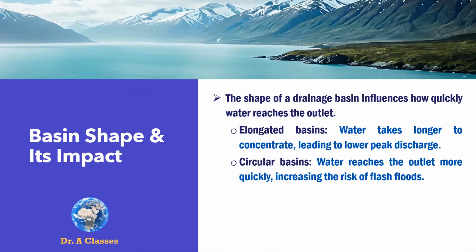Basin shape and its impact. The shape of a drainage basin influences how quickly water reaches the outlet. Elongated basin: water takes longer to concentrate, leading to lower peak discharge. Circular basin: water reaches the outlet more quickly, increasing the risk of flash floods. Understanding basin shape helps in flood prediction and river management.